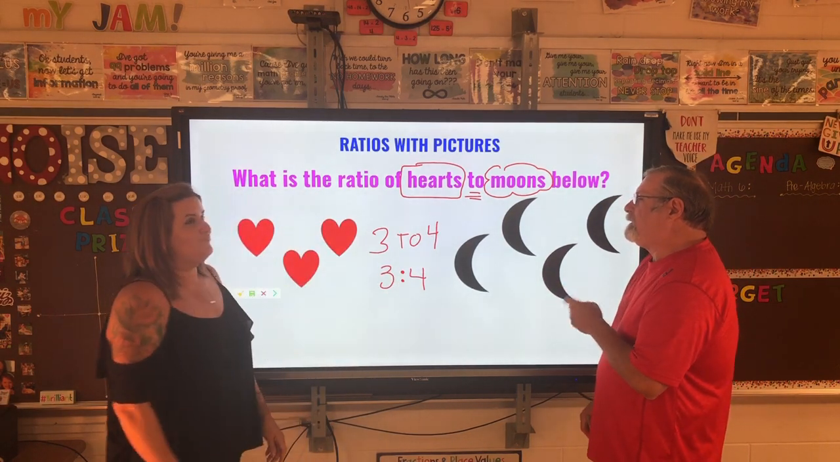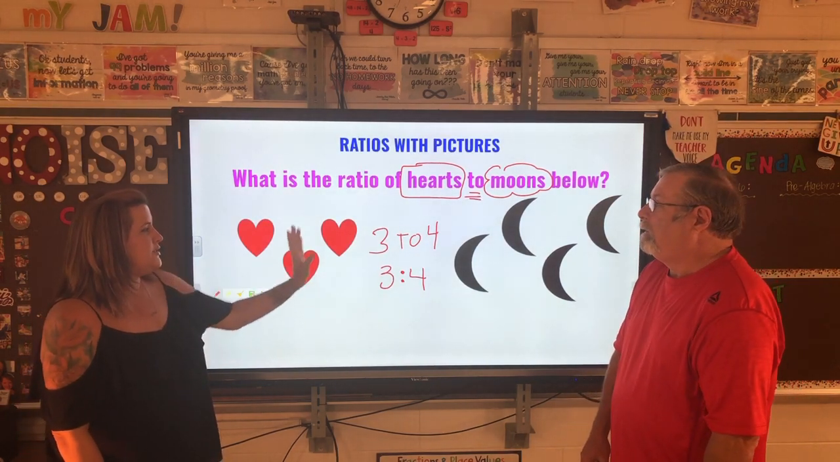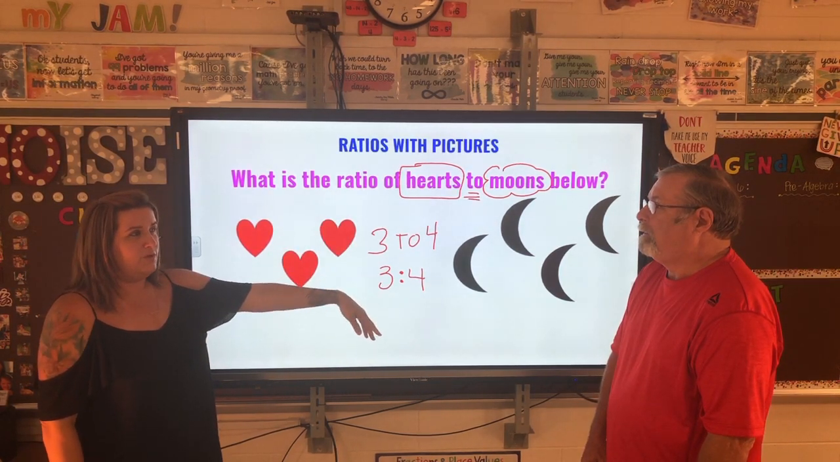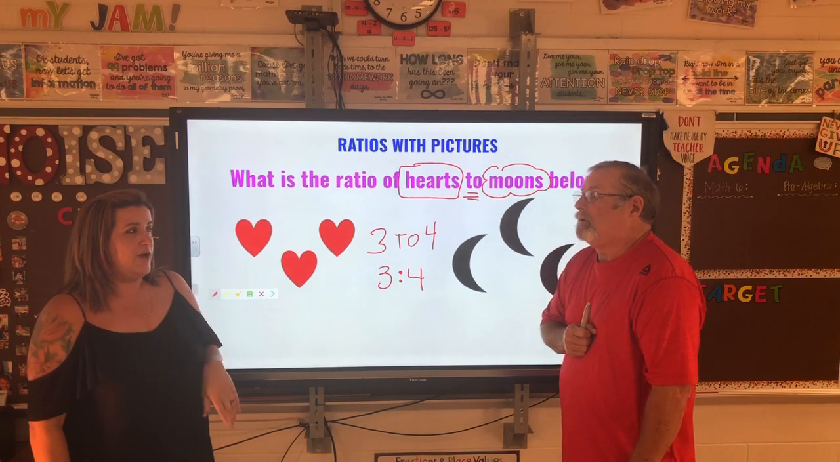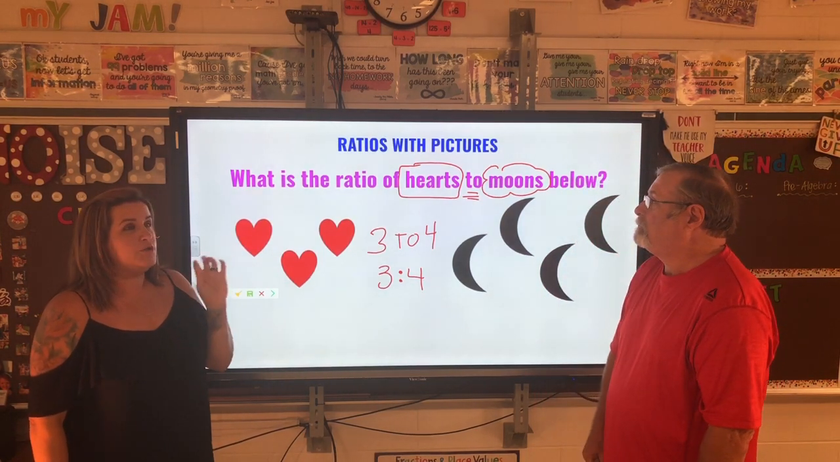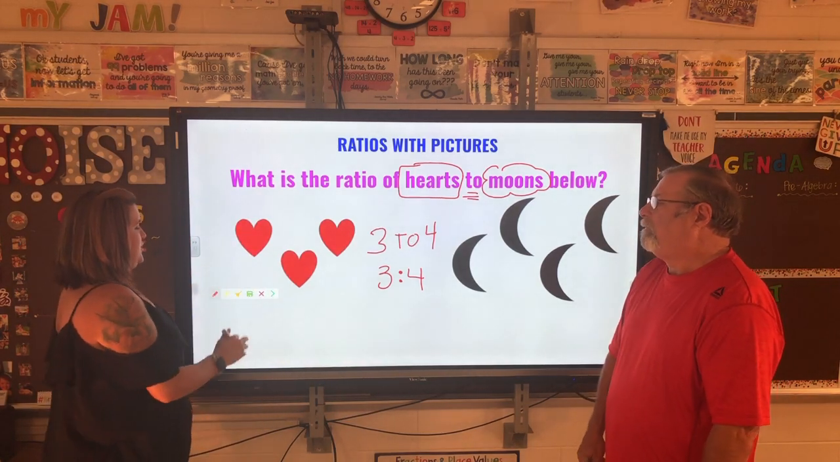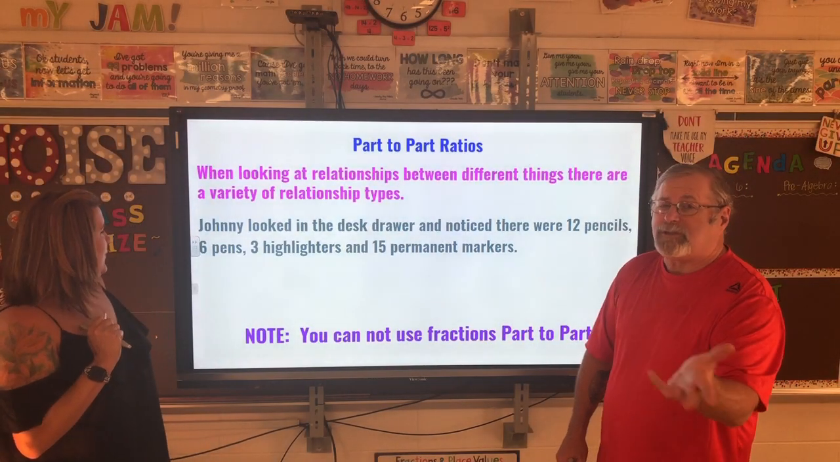Could I write this one as a fraction? No, you cannot, because this is what we would call a part-to-part relationship. Part of the shapes are hearts, part of the shapes are moons. So we only have 2 ways to write that. We don't write this one as a fraction. If it said hearts to all shapes, then I could bring in that fraction. Tricky.